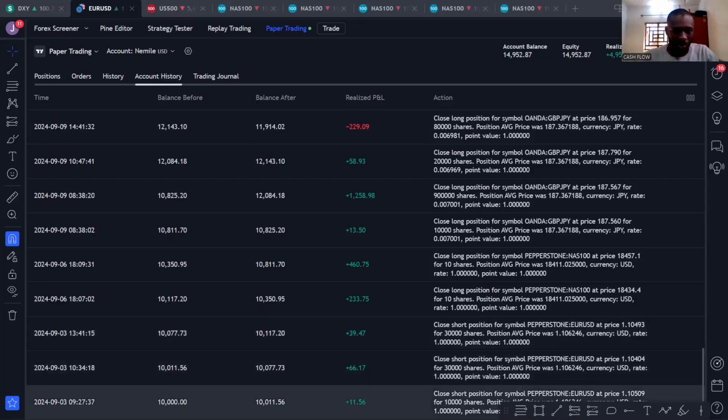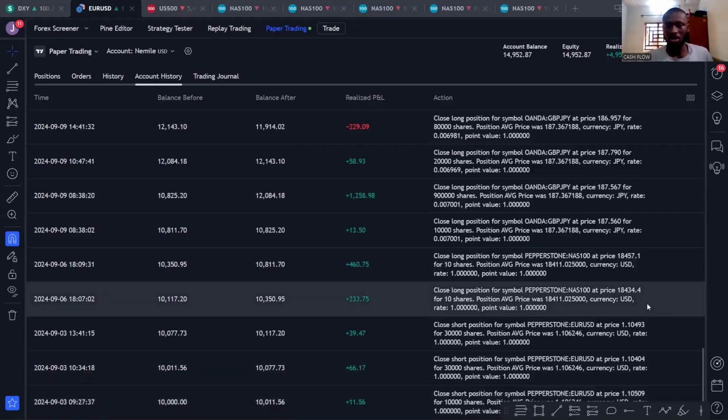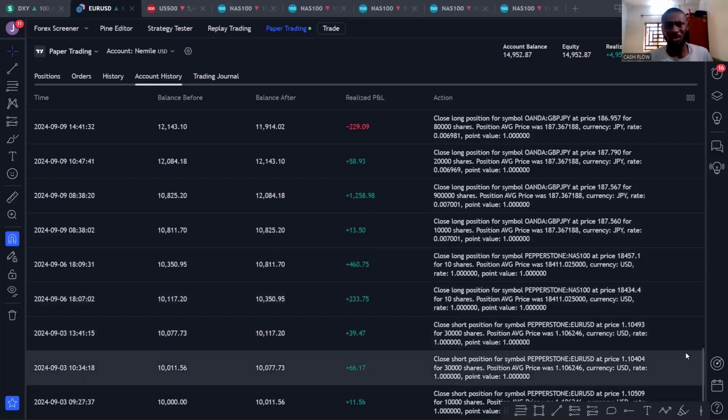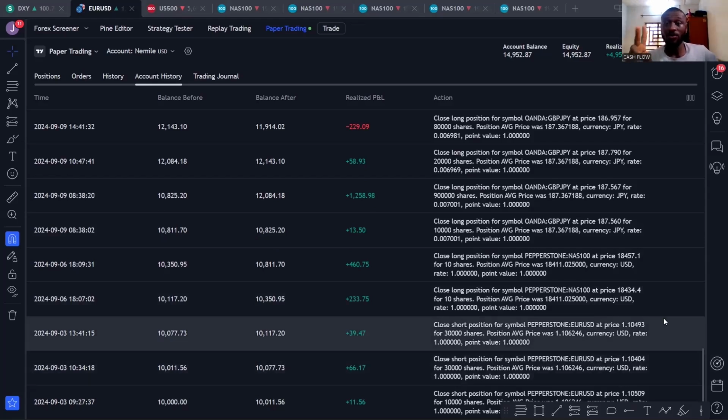This is the 3rd of, January, February, March, April, May, June, July, August, September. Okay, this is September. So this is the beginning of this month, actually. I think I started showing my trades at the beginning of this month. But I actually have 2 accounts. One is for NASDAQ, then the other one is for Forex. So that's a different account.